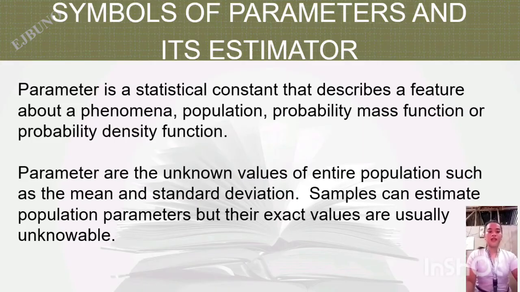Symbols of parameters and their estimators. A parameter is a statistical constant that describes a feature about a phenomenon, population, probability mass function, or probability density function. The parameters are the unknown values of the entire population, such as the mean and the standard deviation. Samples can estimate population parameters, but their exact values are usually unknowable.